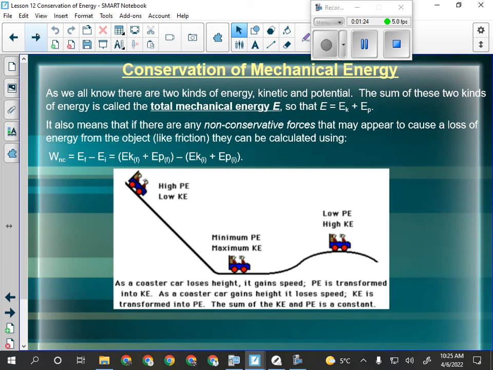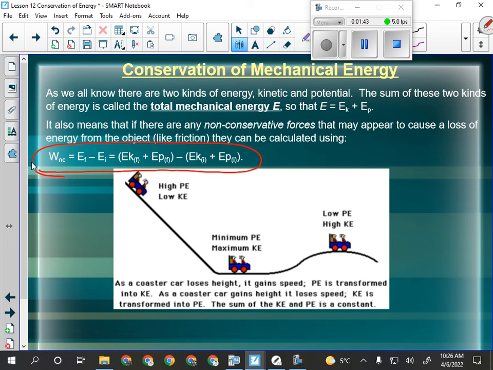What we've been working on up to this point is this idea that work is the change in energy. Meaning I take the final kinetic, add it to the final potential, and then subtract the initial kinetic plus the initial potential. That's the stuff we've been working on. That's the work-energy theorem.